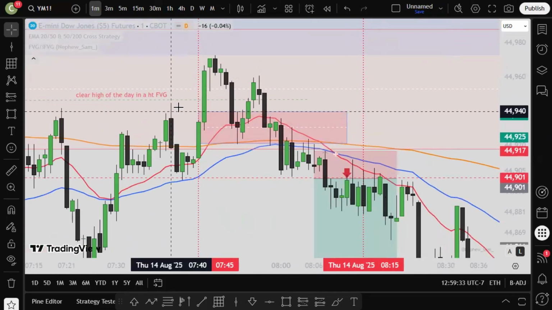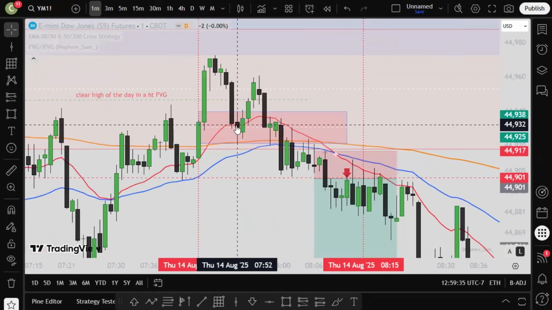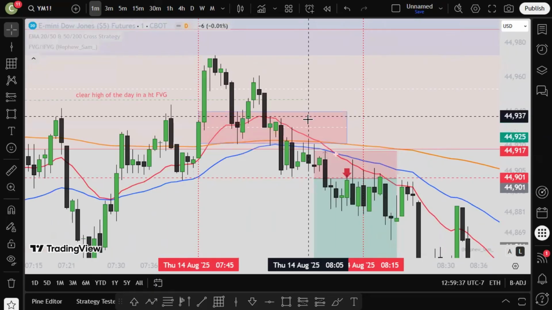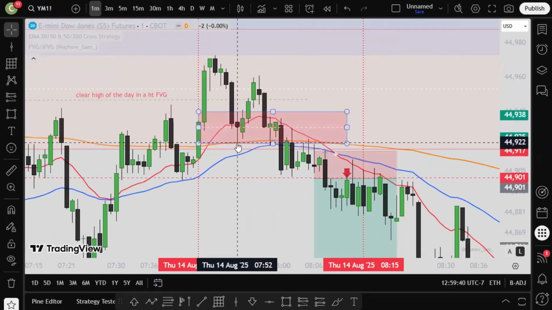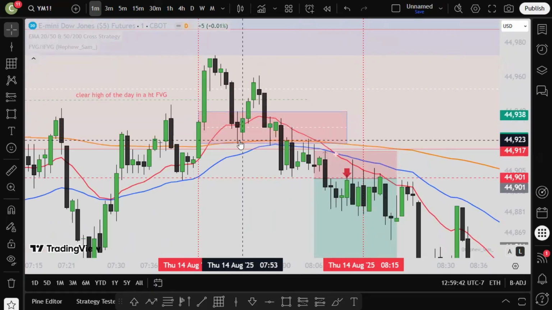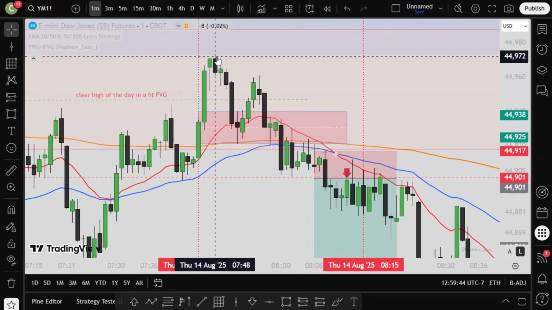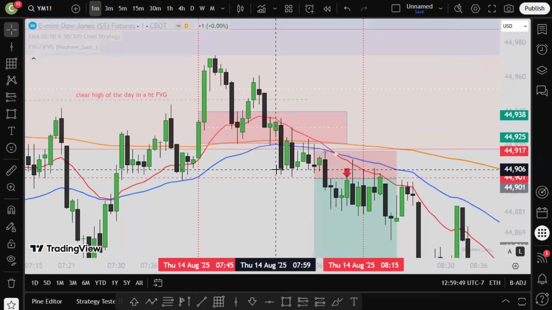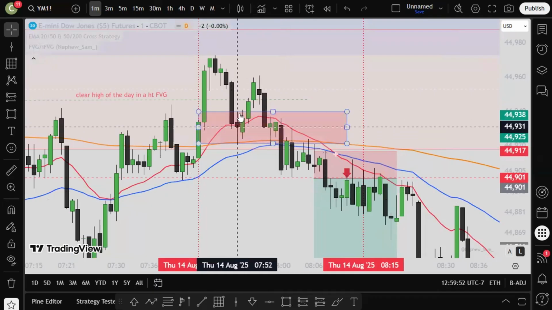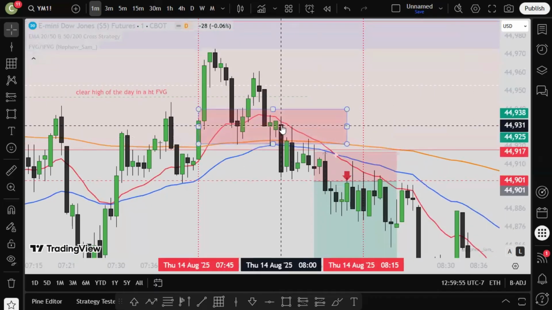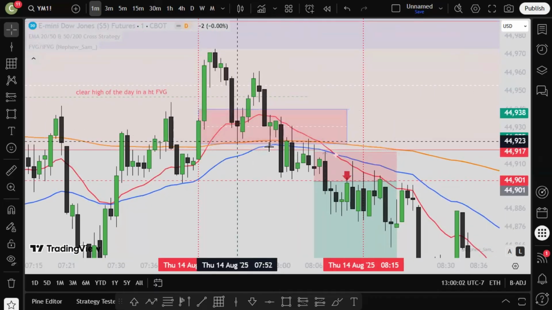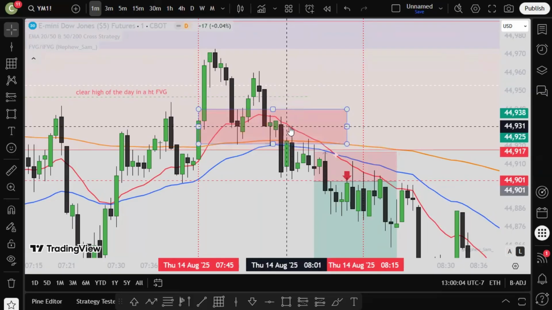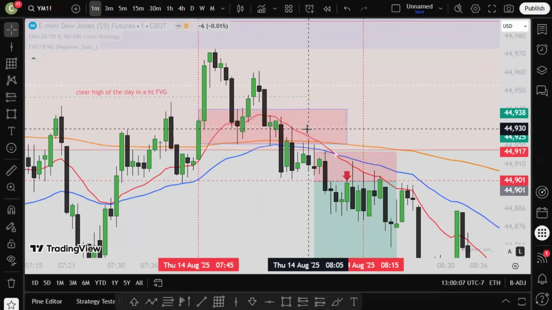Now check this out. It comes down. This does not displace over anything, okay? This is the mitigation block here, sorry, because that high failed to make a new high, correct? Mitigation block, it comes here, it runs through it, so now you have a market structure shift. That's all you have. Now, it comes back in, taps into the breaker, and that's actually a legit entry. However, I don't take those entries.